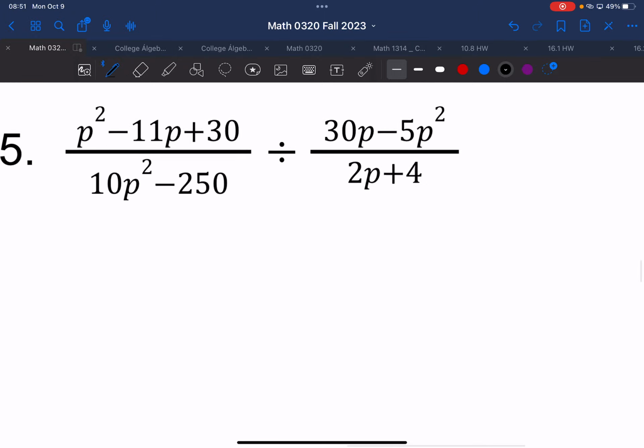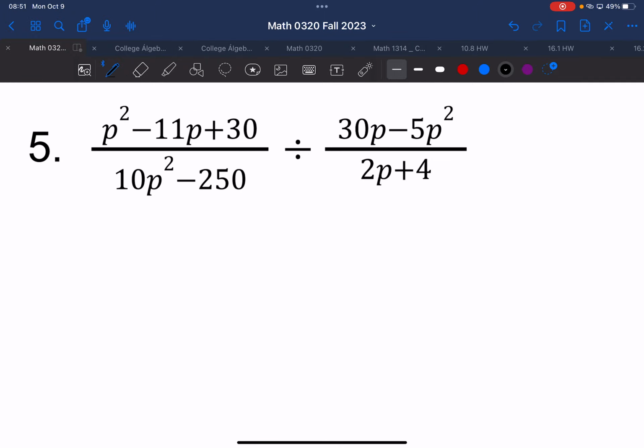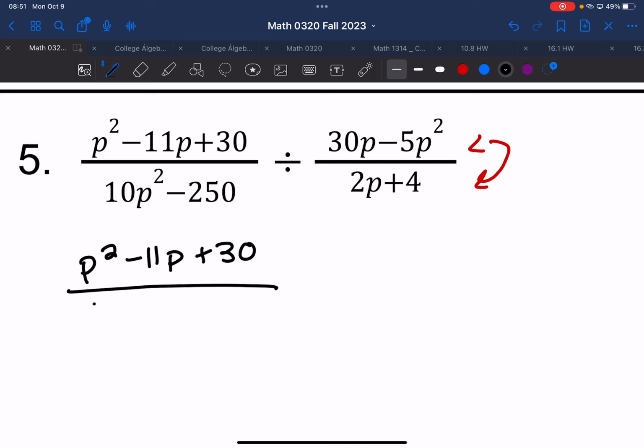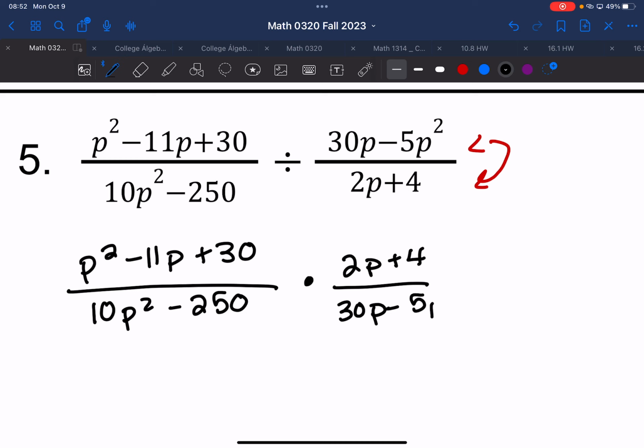Let's look at number 5. So number 5, we're going to have a lot more factoring to do. Okay? But before we do any of that, what am I doing to my second fraction? Flipping it. So rewriting this, I have p squared minus 11p plus 30 over 10p squared minus 250 times 2p plus 4 over 30p minus 5p squared. Okay, so all I did was flip my second fraction.